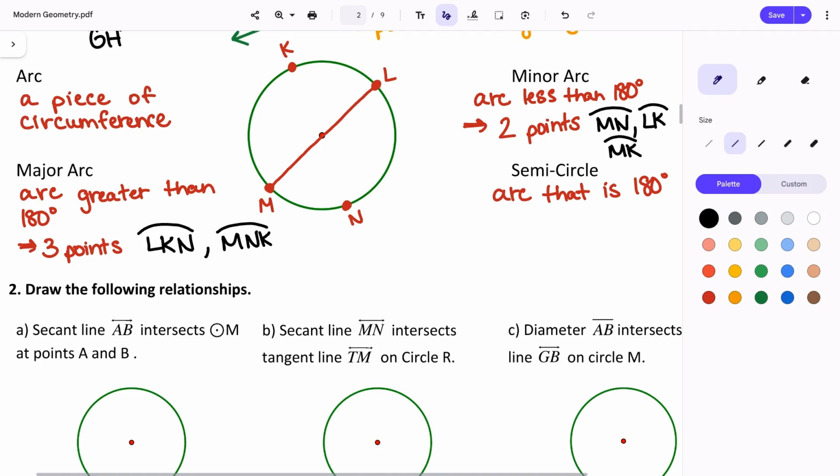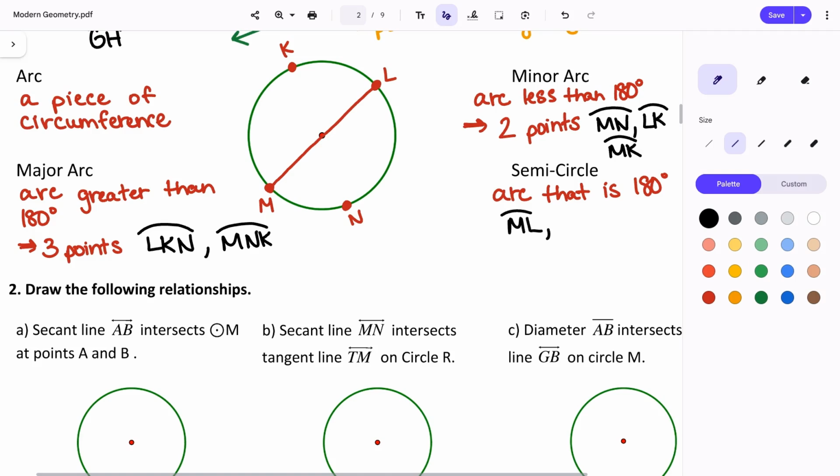Now, a semicircle is an arc that is 180. Those are formed by diameters, which means semicircles can actually be named 2 ways. You can name it with 2 letters, just using the endpoints of your diameter, or you could use 3 letters if you wanted to. If I only wanted to use the endpoints of my diameter for a semicircle in this picture, what would I say? ML.